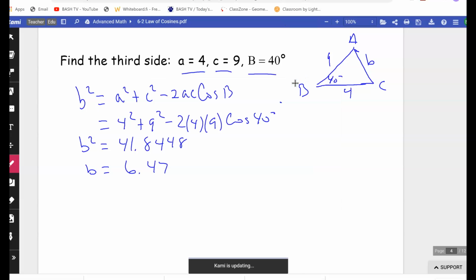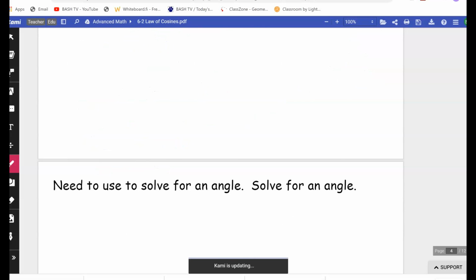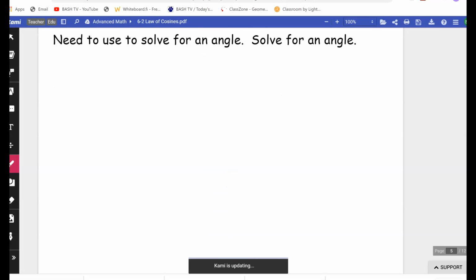Okay, I'm back. So let's take a look at how we would use this also to find an angle. We need to use this to solve for an angle as well. We could use the formulas as they're written, but the easier thing to do is set up another formula.